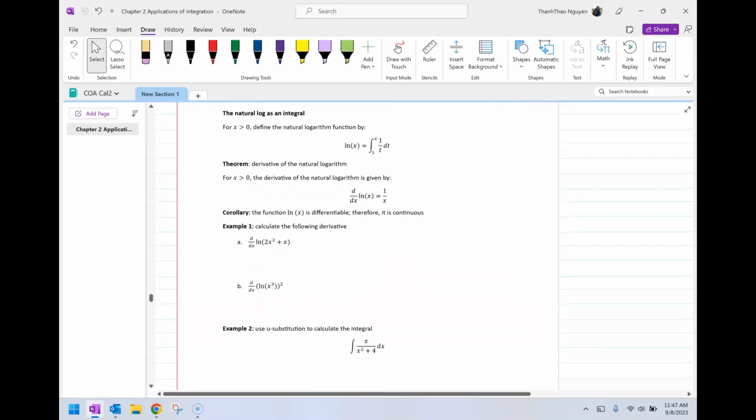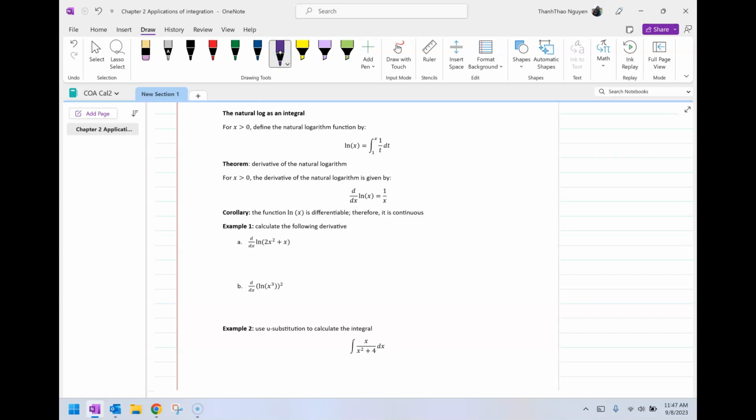Calculate the following derivative. We want to take the first derivative of the function ln of 2x squared plus x. So here we need to take the derivative with respect to x and also apply the chain rule. So this becomes 1 over 2x squared plus x times the derivative of 2x squared plus x, which makes 4x plus 1. So then we have 4x plus 1 divided by 2x squared plus x.